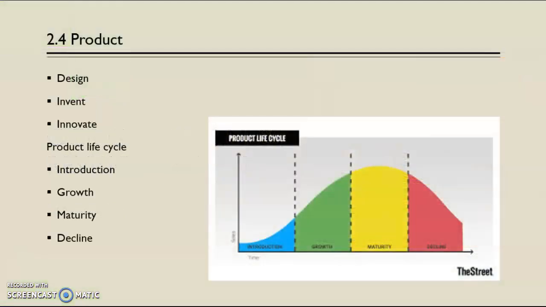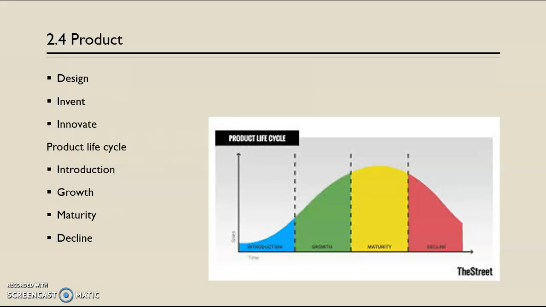So, first P, product. Okay, now there's two sides to this. The first one is the actual product itself, looking at how it's designed, whether you're inventing a brand new product or you're innovating a product and bringing it to market. Those three elements make up that kind of first stage of the product, and a more practical side of it.